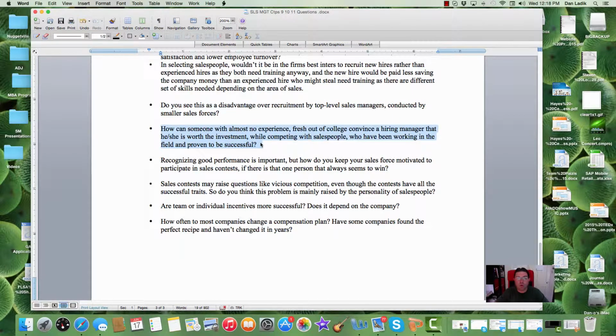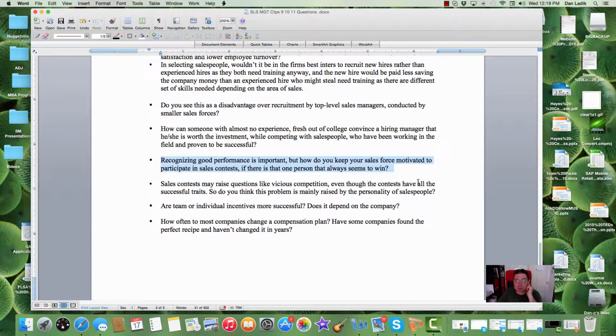How could someone with almost no experience, fresh out of college, convince a hiring manager that he or she is worth the investment while competing with salespeople who've been working in the field and have proven to be successful? This is really tough. You better be able to convince them that you have another skill set that is very valuable. Maybe it's social or digital, maybe it's IT related, that can help once you get trained a little bit. You have something else. But experience really trumps everything. It really does. This is very challenging.